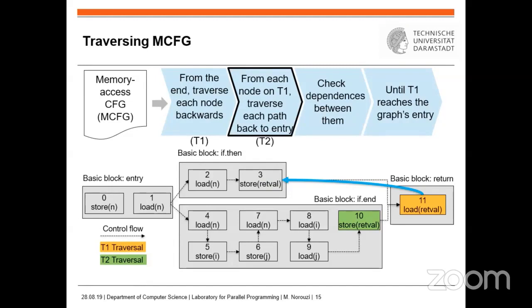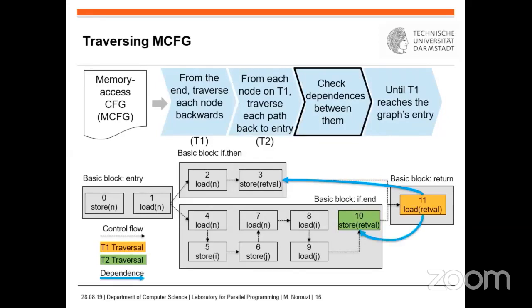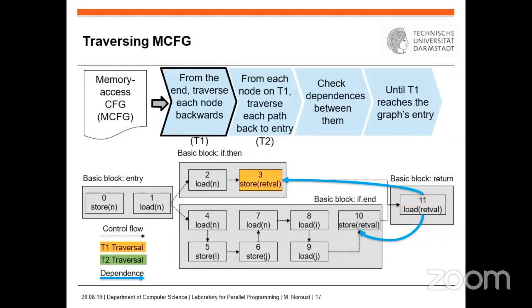Again, we start with the next node preceding the T1 node, which in this case is node 10. We compare the accessed addresses to find dependencies. Here again we have a read after write dependence on the return value. And once no more paths are available for the T2 traversal, we continue with the T1 traversal by performing the same steps as before, with the next nodes on the paths back to the entry.